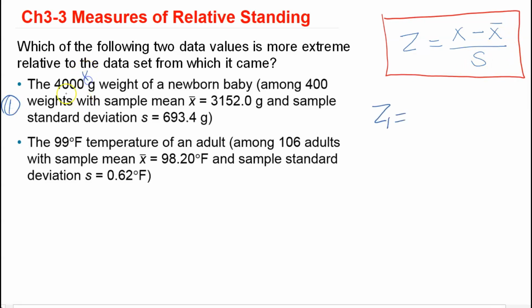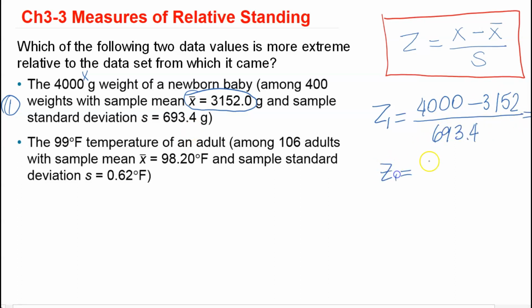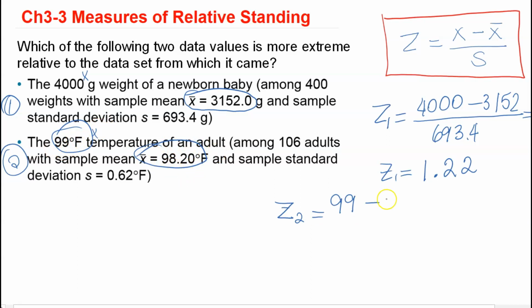Our x is 4,000 grams minus the mean of this data set, 3,152, divided by 693.4, which is equal to 1.22 rounded to 2 decimals. Remember, z-score is rounded to 2 decimals. And the second z-score. In the second example, our x value is 99 degrees Fahrenheit minus the mean 98.2 divided by standard deviation 0.62, which is equal to 1.29 rounded to 2 decimals.